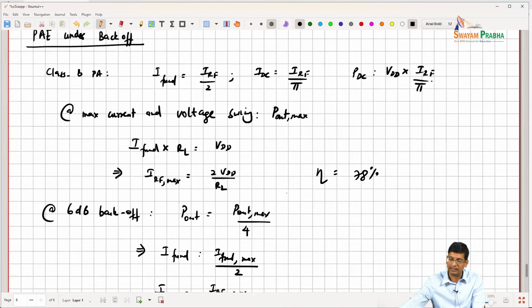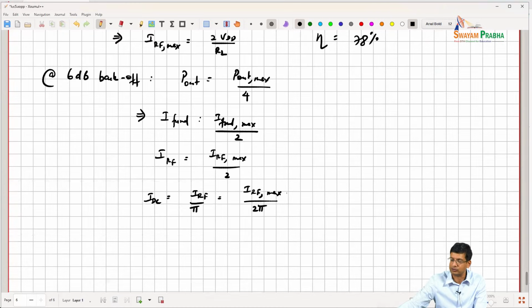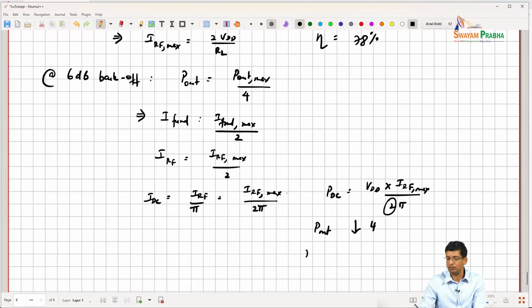So now, if I think about my DC power consumption, it's VDD times IRF over pi, which was my maximum DC power consumption. Now my DC power consumption has come down to IRF max over 2 pi. It has come down by a factor of 2, but my P out has come down by a factor of 4, so my efficiency basically has come down by a factor of 2. So once I start backing off and operating, what I find is that my efficiency becomes very poor.